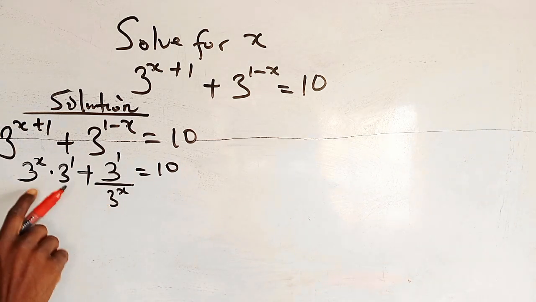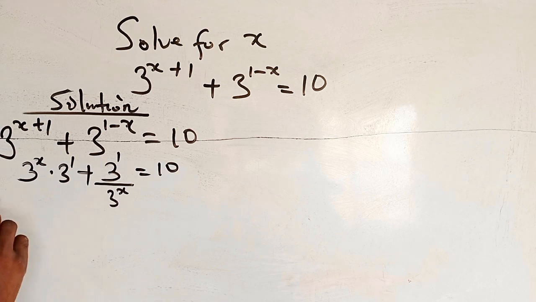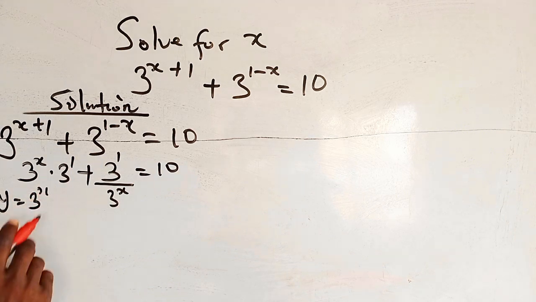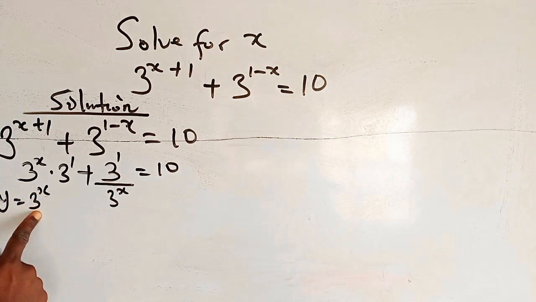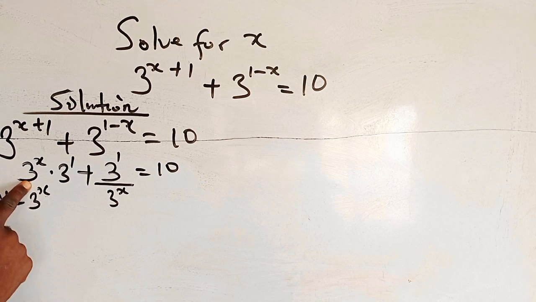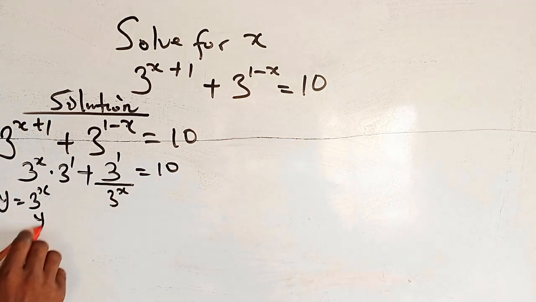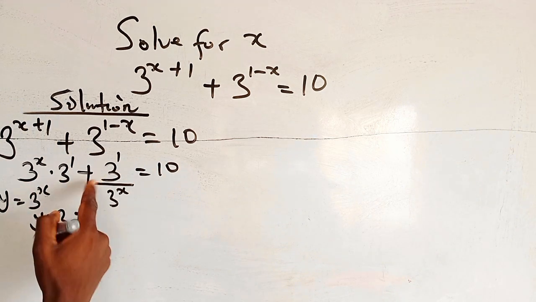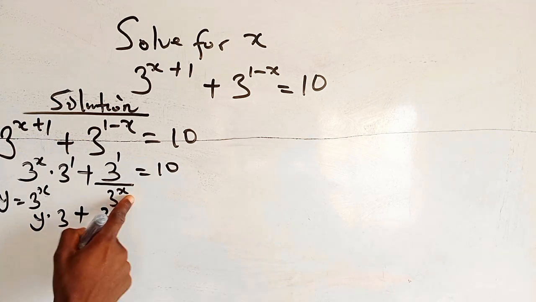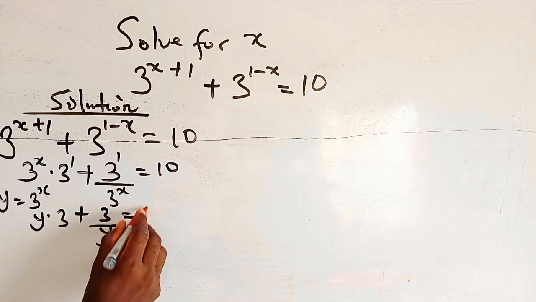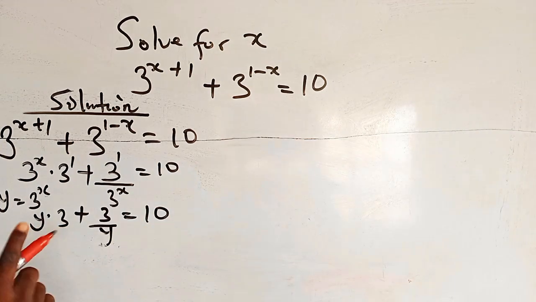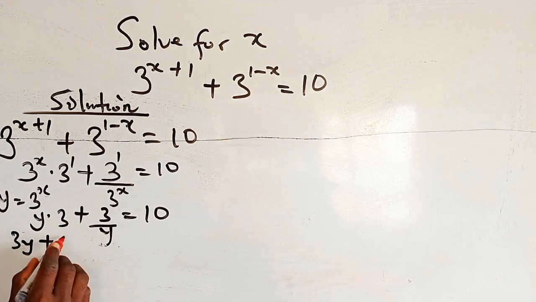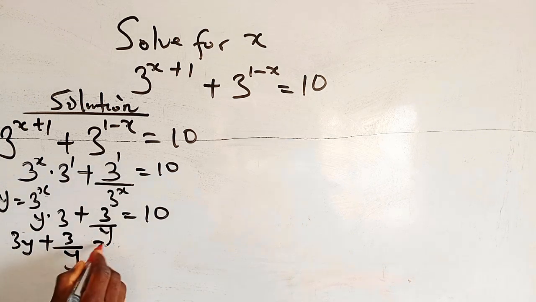At this point we have 3 raised to the power x. We can assume any letter of the alphabet. Let's say y equals 3 raised to the power x. So we substitute y wherever we see 3 raised to the power x in this equation. Here we have y times 3, plus 3 over y, equals 10.